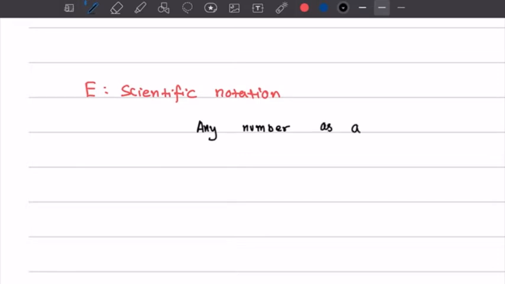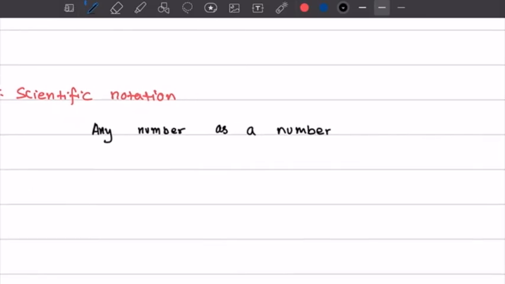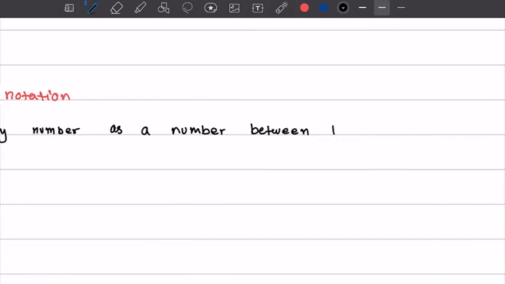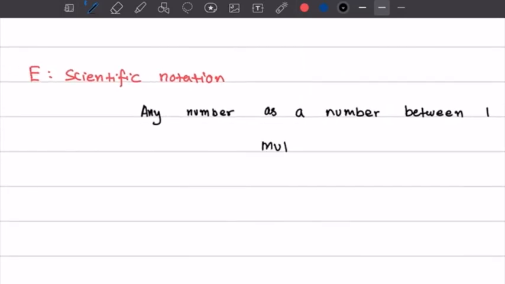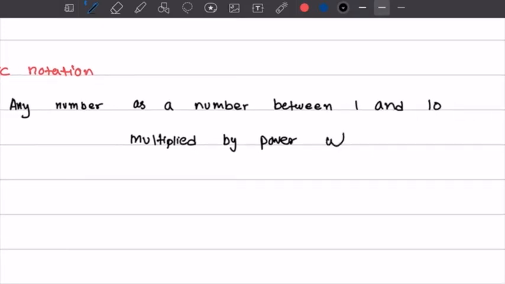So it's basically any number as a number between 1 and 10 multiplied by a power of 10. Okay, so what do I mean by that?